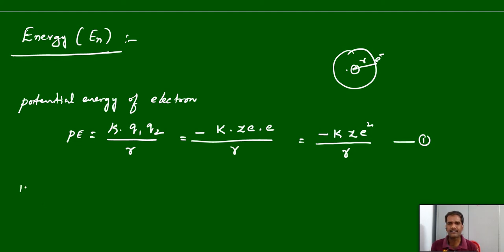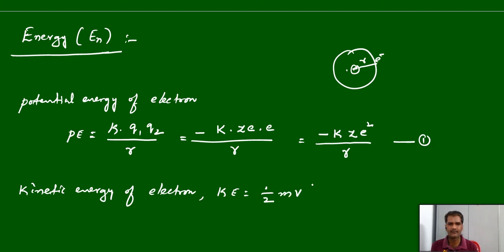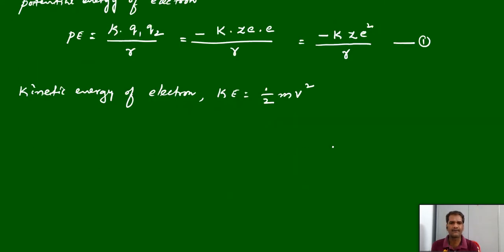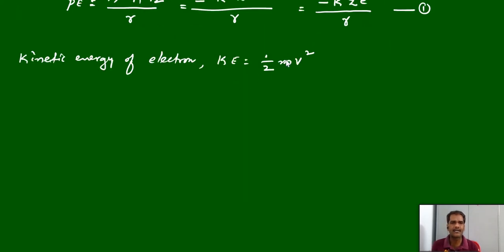Similarly, kinetic energy. Kinetic energy of electron. We know that this is half mv square, K equal to half mv square. But this we have to convert in terms of K, Z, e like the potential energy. So kinetic energy K equal to half mv square.